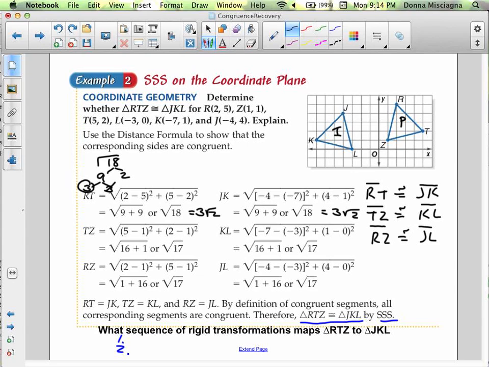Let's also talk about what sequence of rigid transformations maps triangle RTZ to triangle JKL. Notice they're mirror images of one another. Right? They're not in the same location. If I were just to reflect, they wouldn't match up exactly. But if we reflect and do something else, they would. So I'm going to have to reflect over a vertical line. We can see that a vertical line would be in between there. You really could reflect over any vertical line because no matter what, you're going to have to translate. You're not going to be able to match, for instance, Z to L.